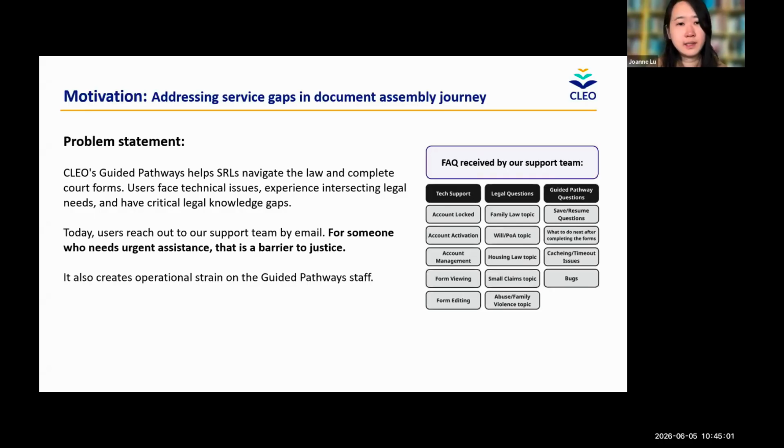They might be confused with the legal process. They also may have critical legal knowledge gaps. Today, the only solution for users is to reach out to our support team by email. And for someone who needs urgent legal assistance, that's a barrier to justice. It also creates a lot of operational strain on the guided pathways staff team who are handling user support inquiries as opposed to working on high value work.